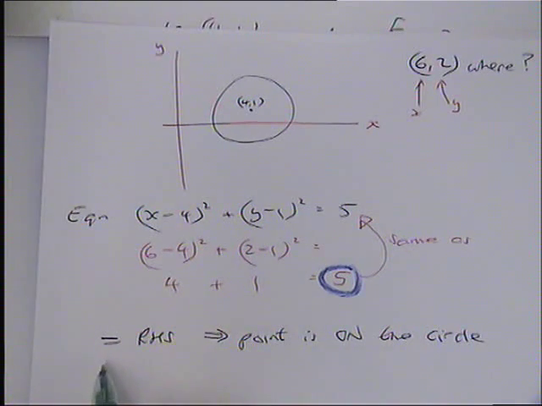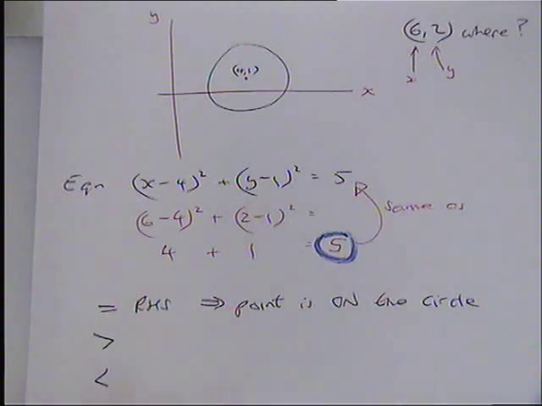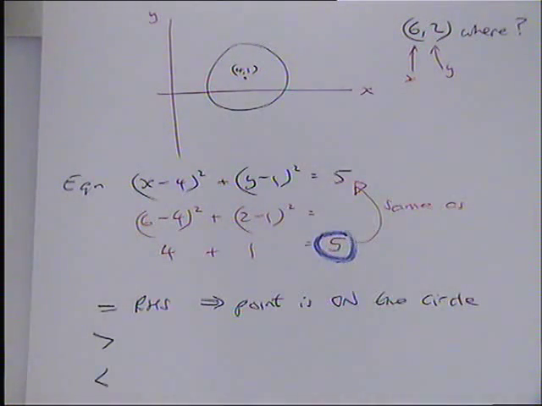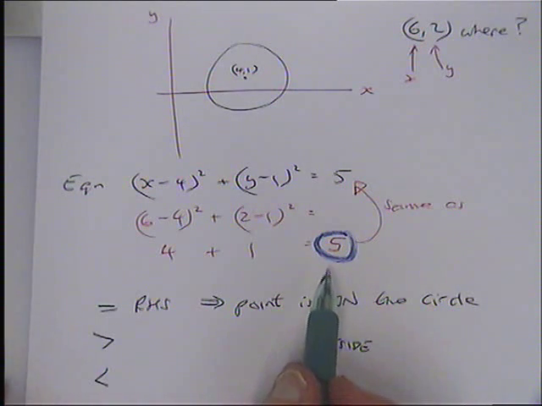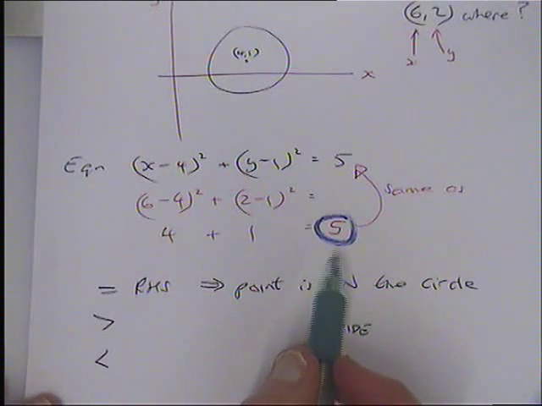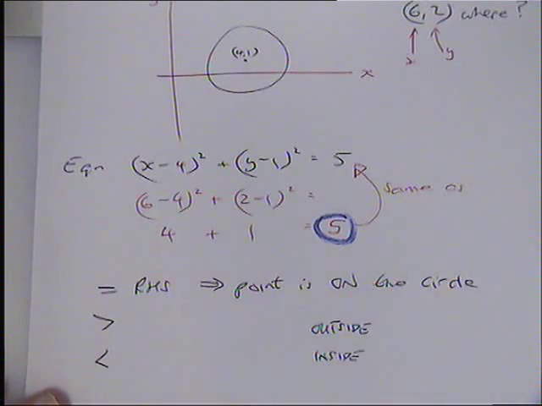If it's not equal to the right-hand side, it could be greater than or less than. If this number here was greater than the right-hand side number I had up here, what do you think that would mean? Outside. Yes. If it's greater than, it would mean it's outside of the circle. And if the number I got from substituting was less than 5, it would be inside the circle.